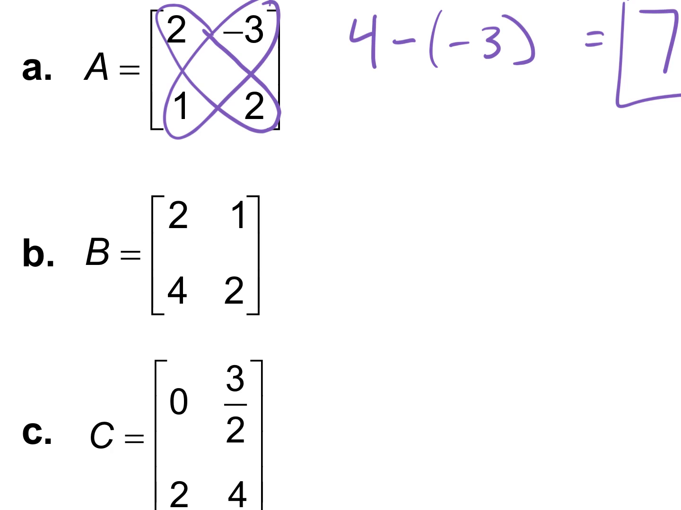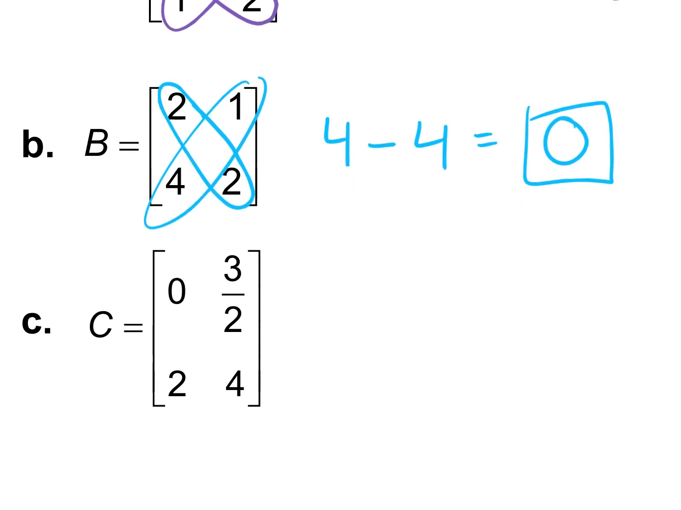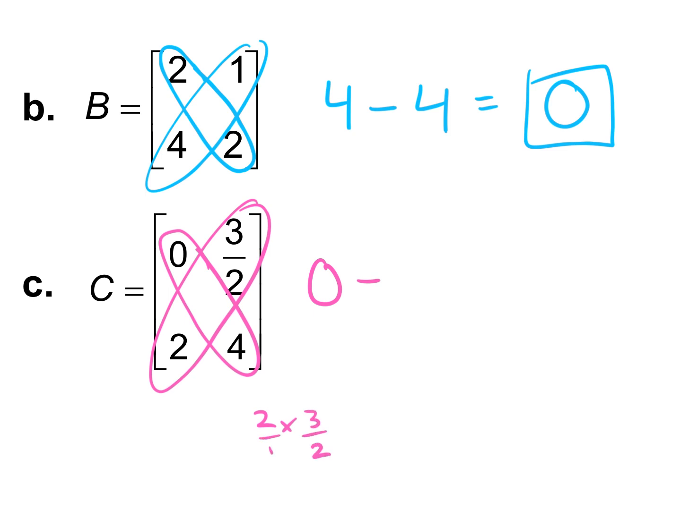Let's look at B. So majors minus minors. Major would be 2 times 2, which is 4, minus 4, which is 0. Awesome. C. Majors, 4 times 0 is 0. Minus minors, 2 times 3 over 2. 6 over 2, 3. Awesome. This would be 6 over 2, which is 3. 0 minus 3? Negative 3.